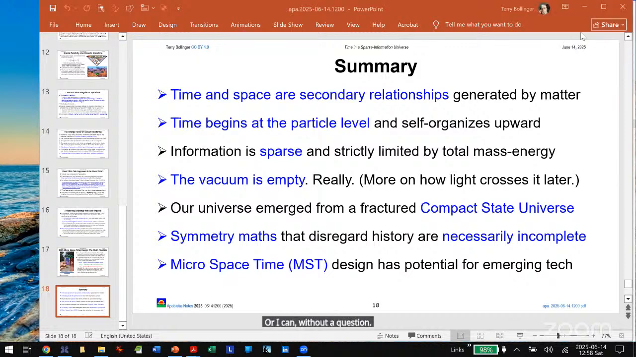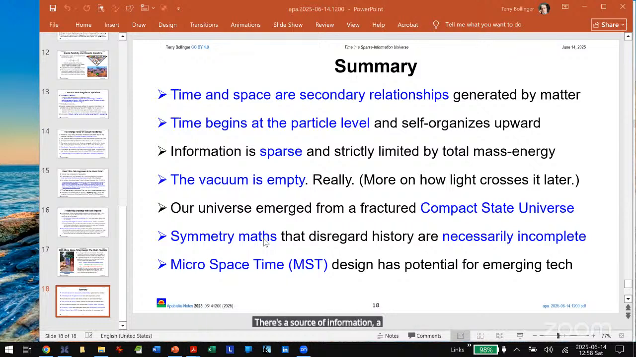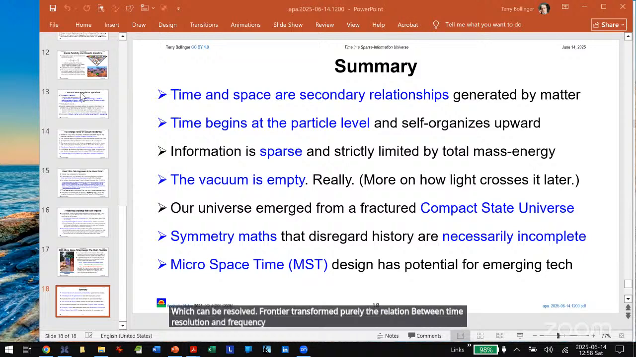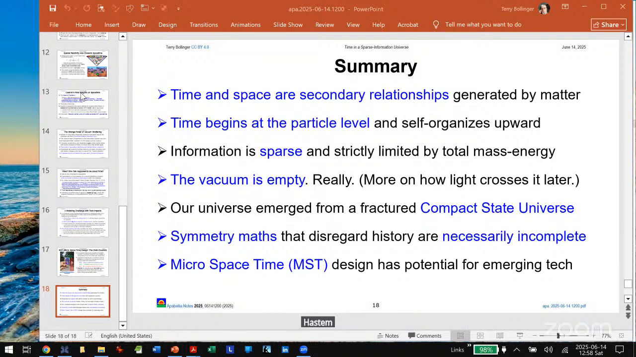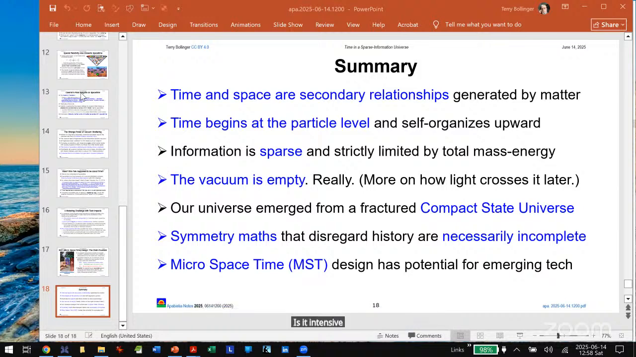My understanding is information is limited to reading Shannon and Nyquist: there's a source of information, a receiver, and a noisy channel in between. Also, a finite smallest time resolution, which implies a maximum frequency, which can be resolved by Fourier transform. Curiously, the relation between time resolution and frequency resolution is like Heisenberg's uncertainty of non-commuting operators. What does information content of space even mean? Is it intensive or extensive?